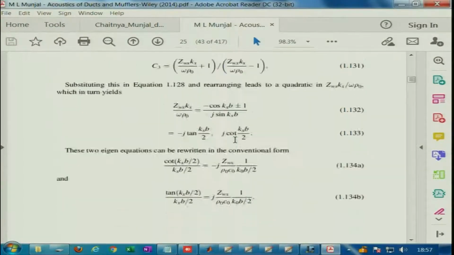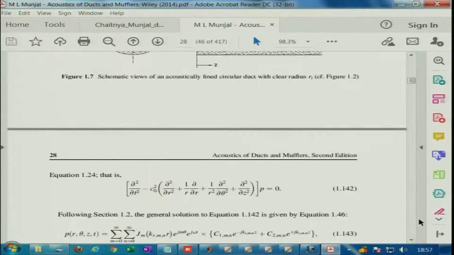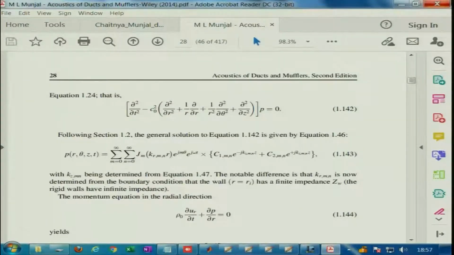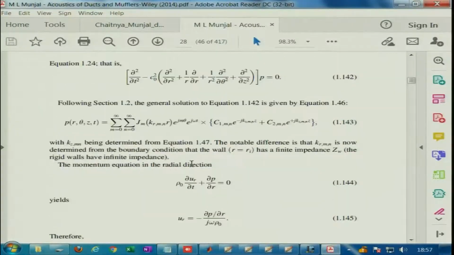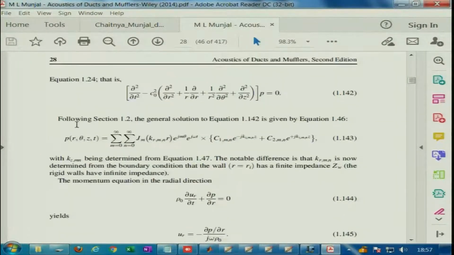Similarly, for the circular duct, this is the modal solution and this is the Euler equation that we get. If UR is 0, then of course your ZW tends to infinity, but that is not the case for a lined duct or a compliant duct, so you have this condition, minus j omega rho naught Jm Kr Mn, where this Mn is the mnth mode, and ZW can be a complex quantity in general, which depends on the properties of the absorbent material.